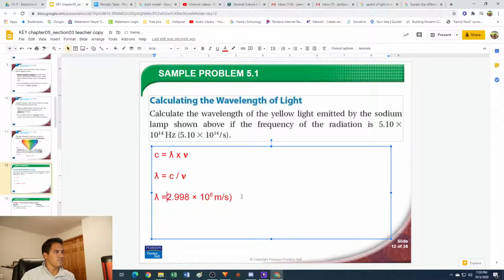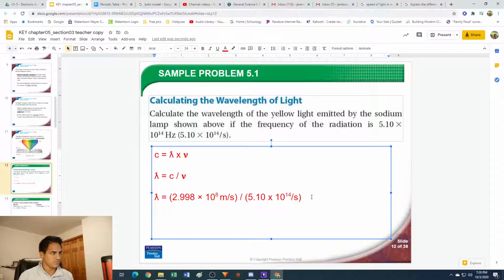Okay, so wavelength is equal to speed of light divided by frequency, and the frequency is given to us right here. So it's 5.10 times 10 to the 14th cycles per second. I'm just going to write it as per second instead of hertz, but either way. So all we have to do is just divide these two numbers, and we'll get an answer.